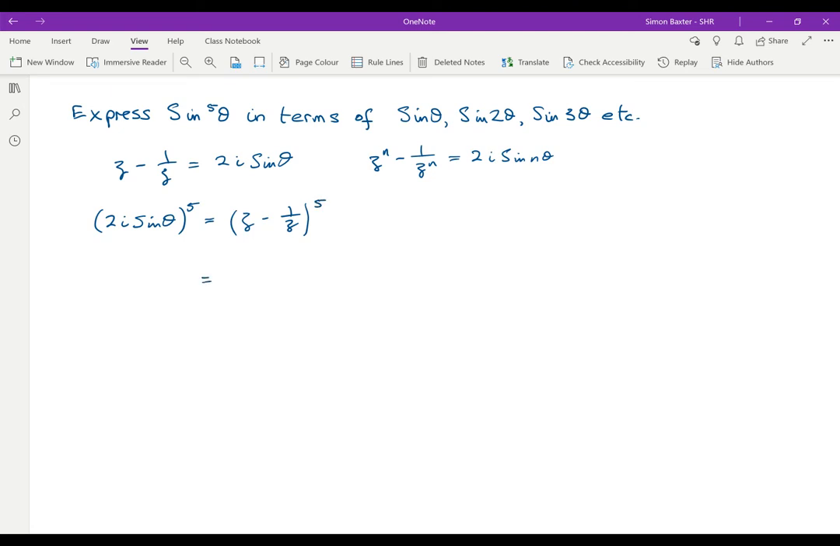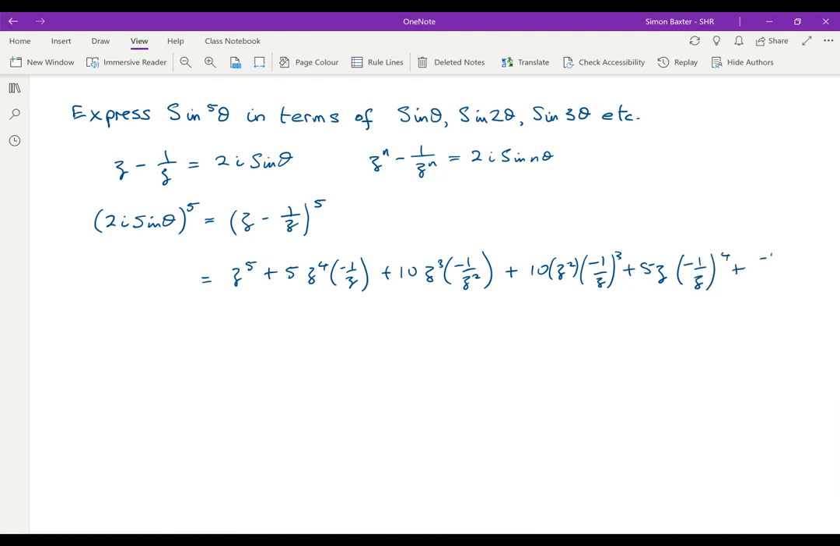Now we have Pascal's triangle 1, 5, 10, 10, 5, 1. z to the 5 plus 5, z to the 4 minus 1 over z, plus 10, z cubed minus 1 over z squared, plus 10, z squared minus 1 over z cubed, plus 5, z minus 1 over z to the 4, plus minus 1 over z to the 5. Well, let's sort this out carefully. There are so many minus signs.